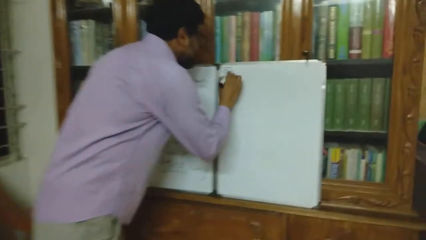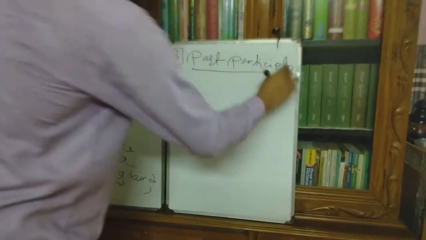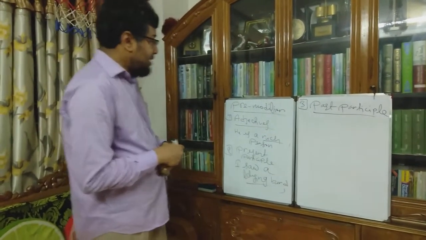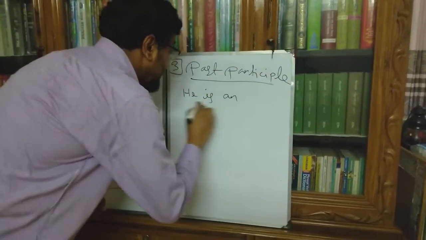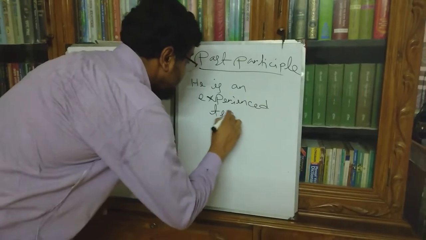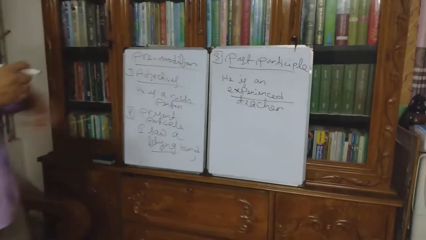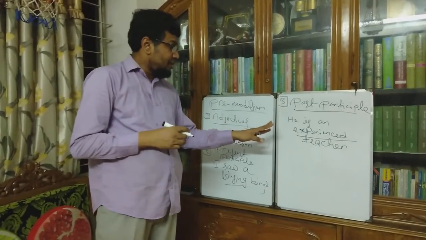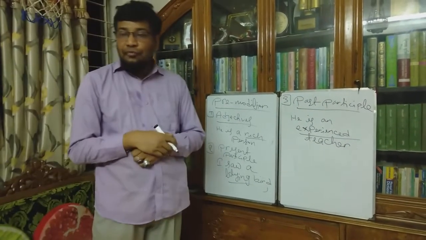The next one is past participle. As present participle can be used as pre-modifier, similarly past participle can also be used as pre-modifier. If I write a sentence like this, he is an experienced teacher. Experienced is the past participle of the main verb, and that past participle is used here as pre-modifier because experienced is used before teacher to give information about the teacher. So the past participle is also a pre-modifier in this sentence.